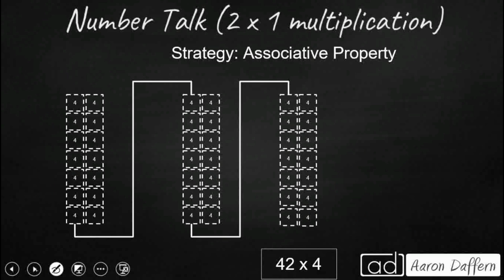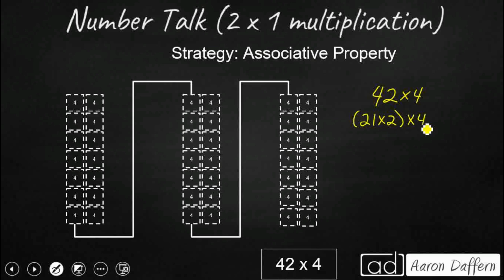Another strategy we can use is the associative property. Now the associative property here lets us change the grouping. So let's take our 42 times 4. And let's look at it a different way. We're going to take our 42 and let's cut it in half again. Let's do that 21 times 2, just like we did. So that 42 is really 21 times 2.